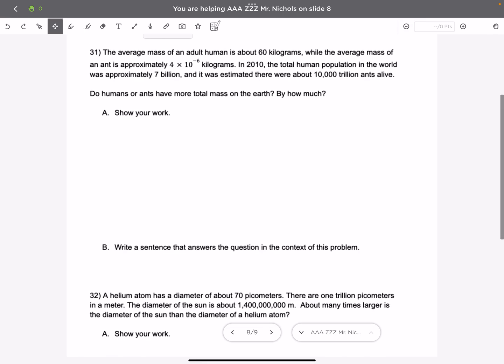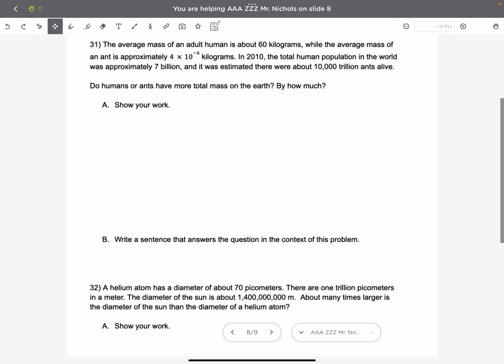So 60 is just 6 times 10 to the first. And we're multiplying that by the human population, which 7 billion is 7 times 10 to the 9th power. Now, when I multiply that, once again, remember we multiply our numbers outside. And so that's 42 times 10 to the 10th power. And we'll leave that right there.